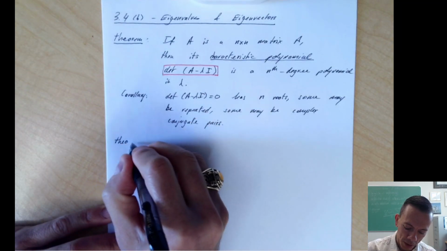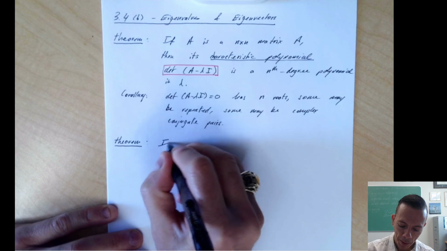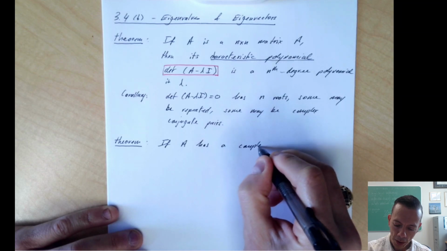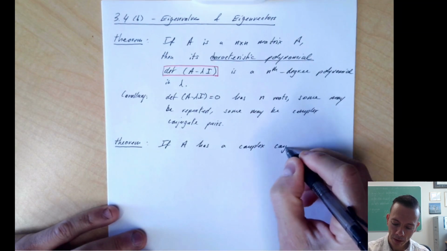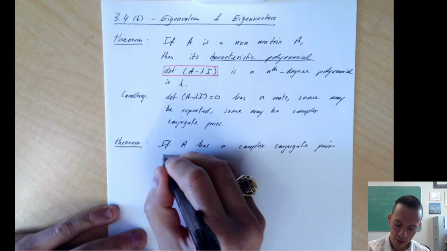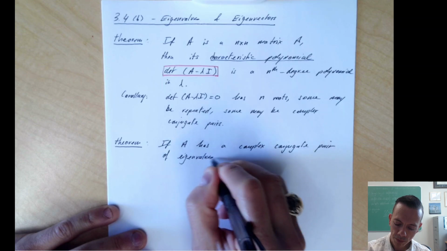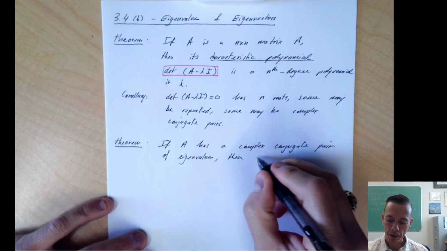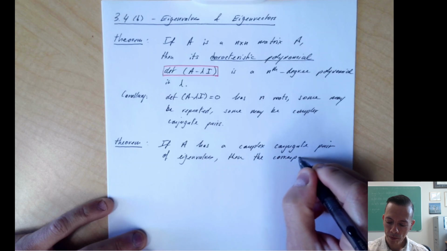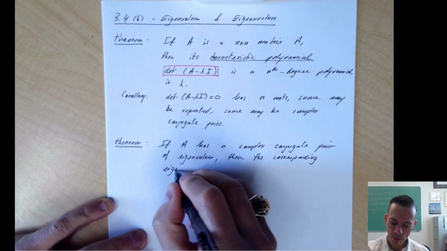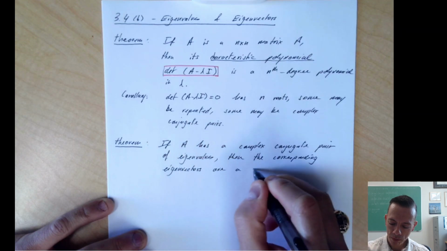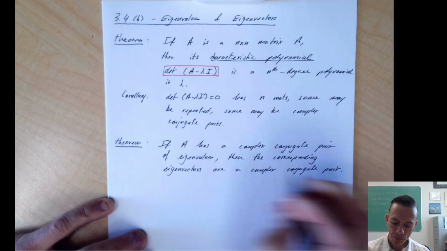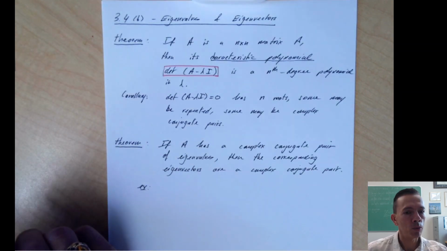So we saw a couple of examples in the exercises for this section. If you have a complex conjugate pair of eigenvalues, then the corresponding eigenvectors will also be a complex conjugate pair. So, and we can go back to the example that we saw in the exercises.